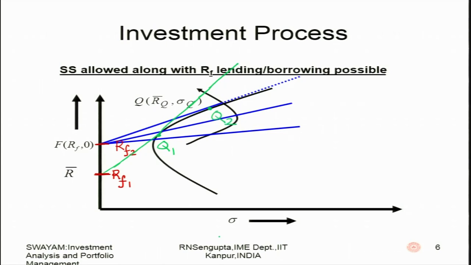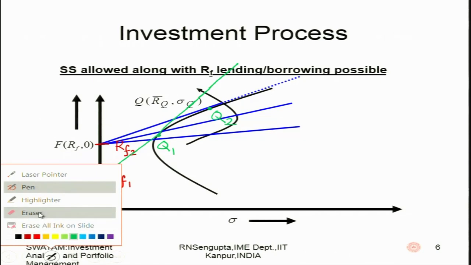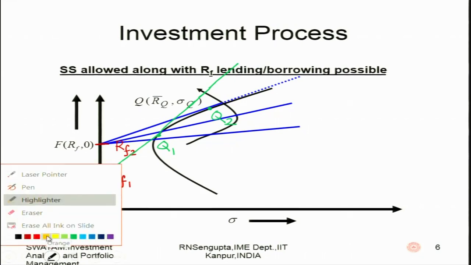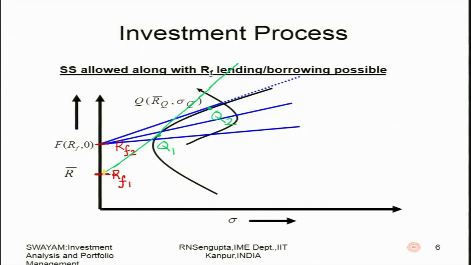So, now what happens to the efficient frontier? The efficient frontier would be like this. I will just use the highlighter to mark it, and let us use the color, say for example, orange one. So, your efficient frontier now is RF1 till Q1, a straight line, then it becomes a curve between Q1 and Q2, then again it is basically a straight line.